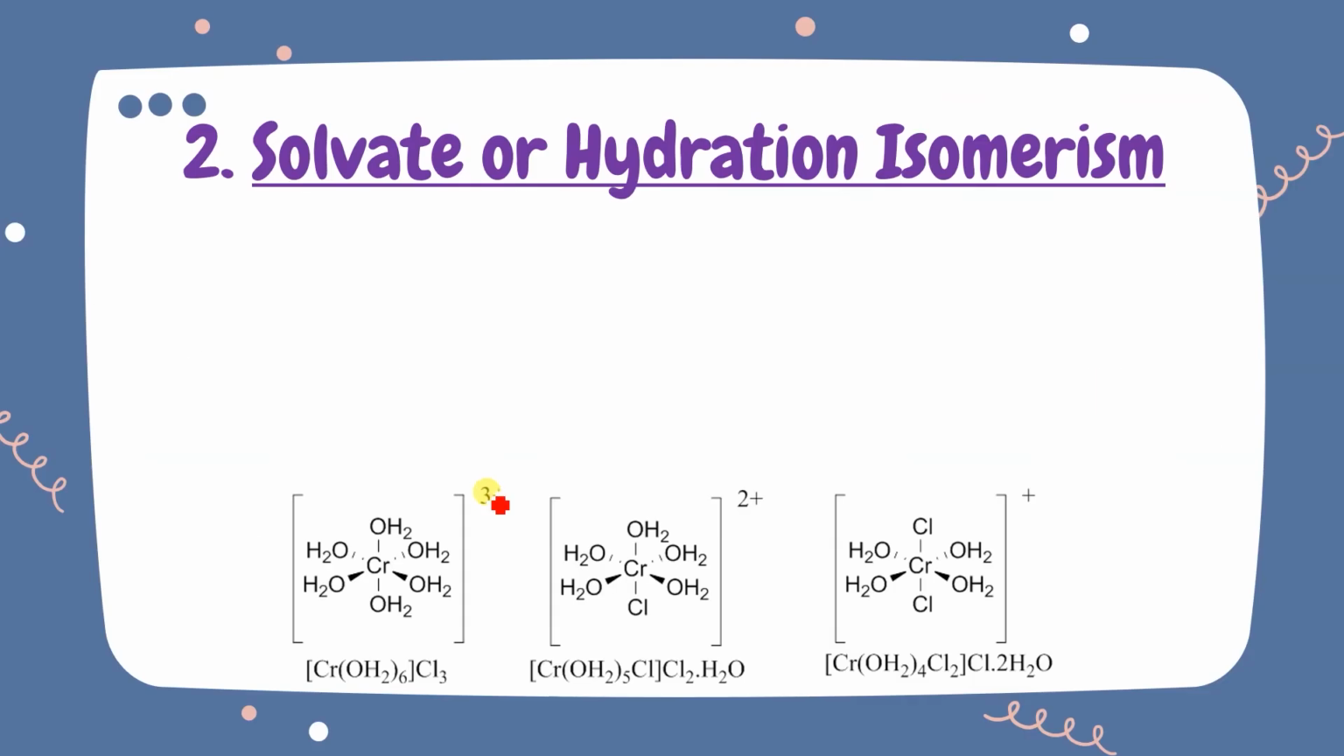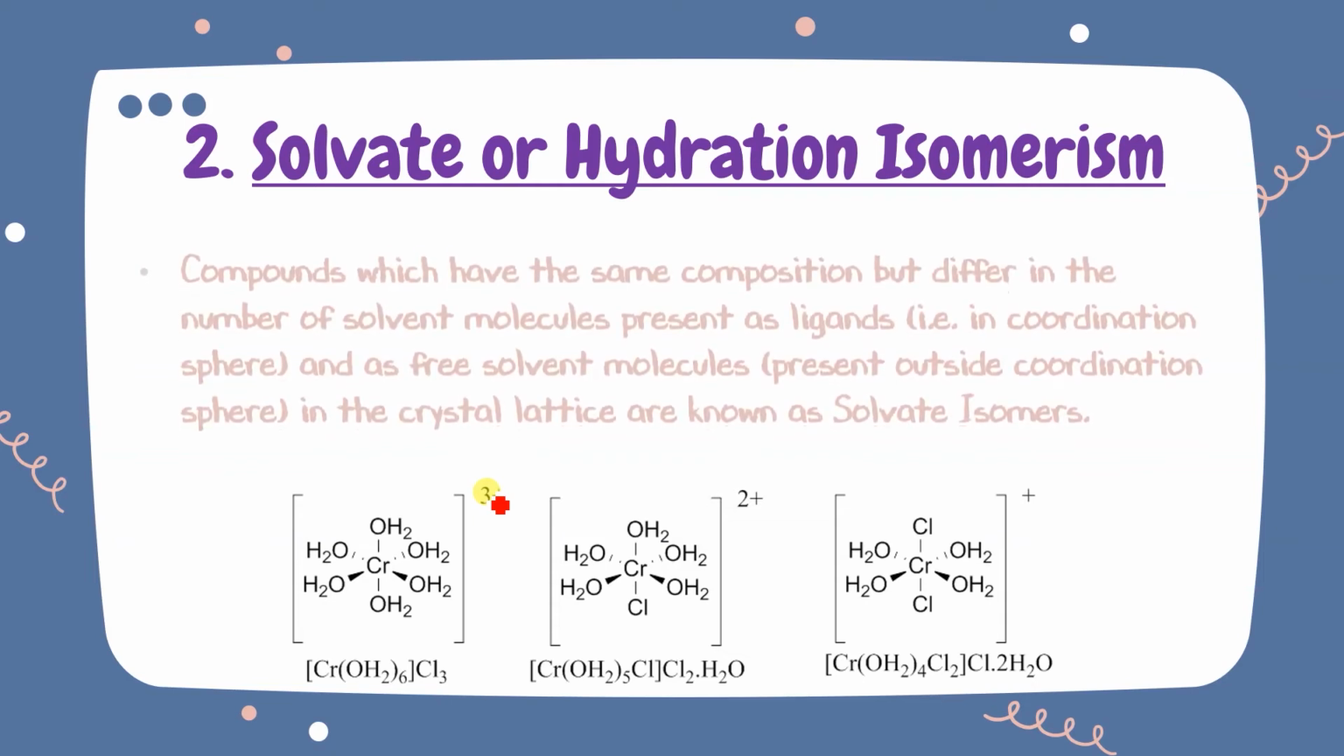Now the next example is solvate or hydration isomerism. For this isomerism, it is very easy to learn that water must be there as a ligand, and at least more than one counter ion should be there. Did you get that? More than one. I'm not saying more than one type of counter ion. More than one counter ion should be there, and water should be there as a ligand. Then only this isomerism is possible.